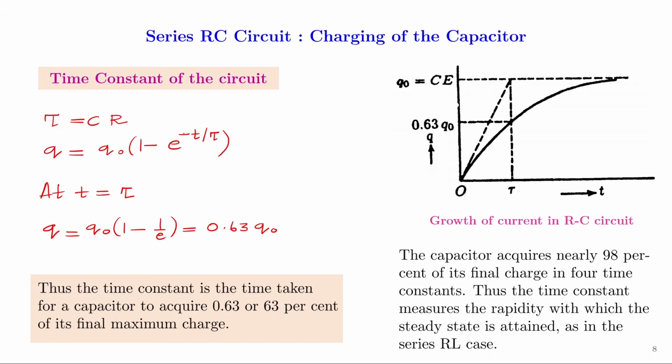The capacitor acquires nearly 98% of its final charge in 4 time constants. Thus, the time constant measures the rapidity with which the steady state is attained, as in the series RL case.